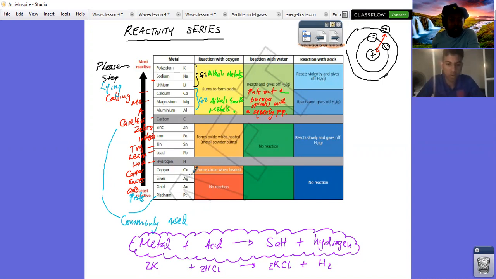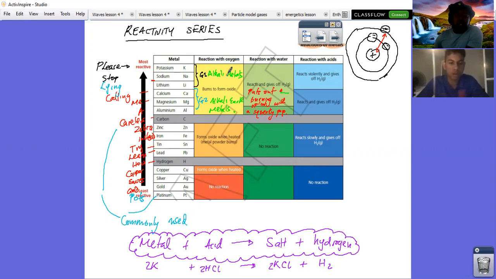Then the ones that do not react, we have these ones here. These do not react with oxygen: silver, gold, or platinum. No reaction with water and no reaction with acids either. All right, any questions so far?